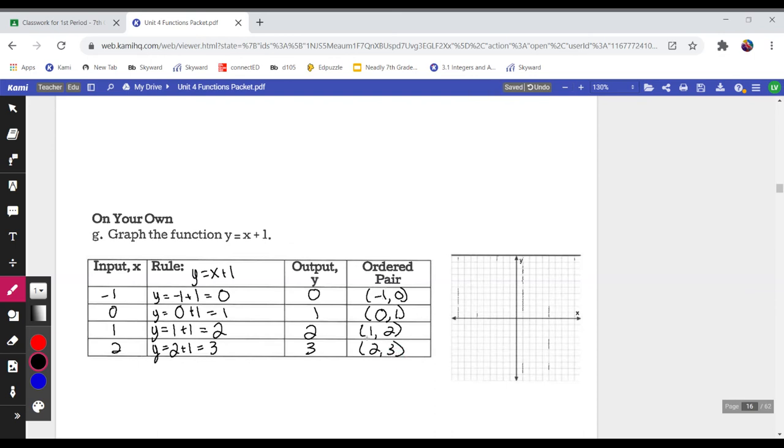So my x values increase by 1 every time, and so do my y values. So I'm going to plot negative 1, 0, 0, 1, 1, 2, and 2, 3. And then I'm going to draw a line going through my points.